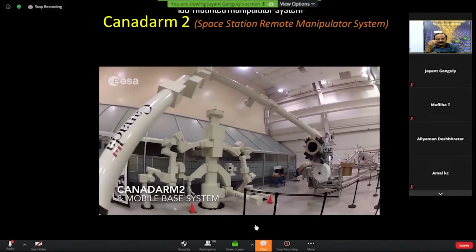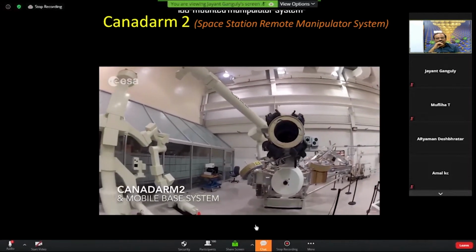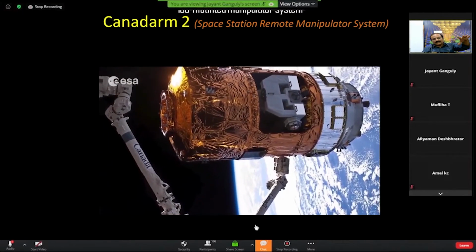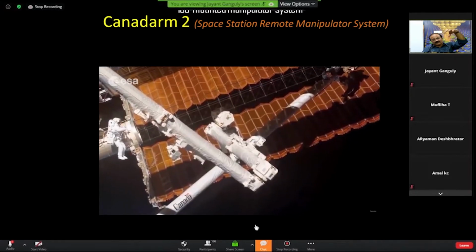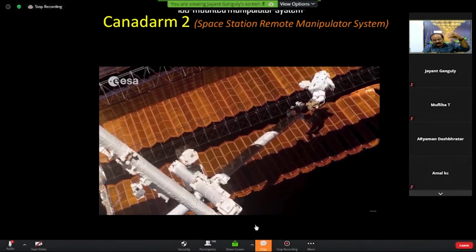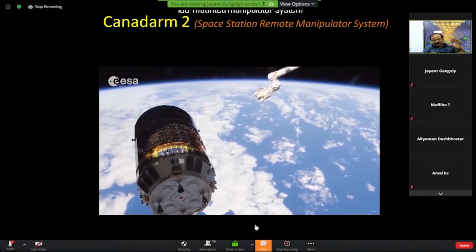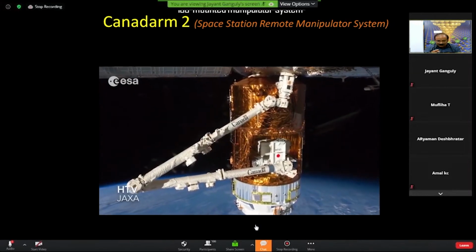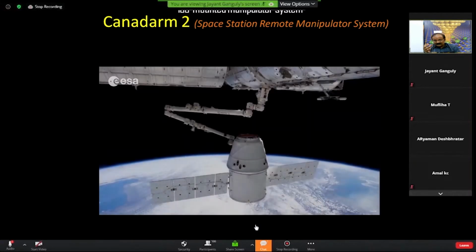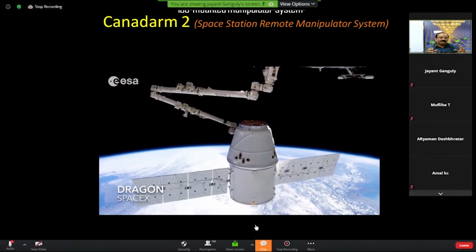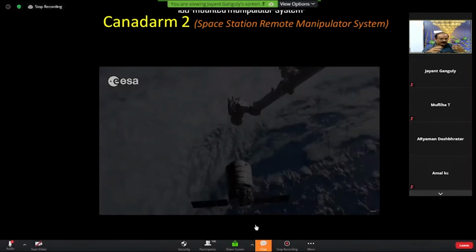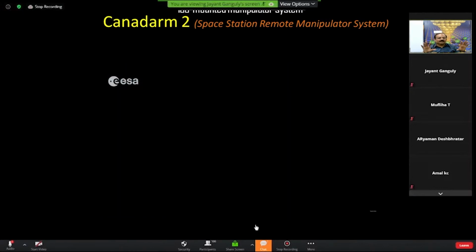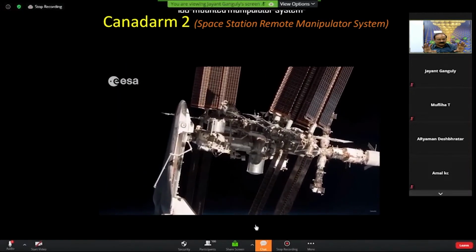Canadarm is the space station's remote manipulator system. It was mounted on the International Space Station, and you can see how this Canadarm was used to dock different types of spacecraft which were moving toward the space station, or to send cargo to that space station. You can see how these arms are attached to the mother space station, and how the other spacecraft which has come for docking or transportation are used in unison, so that the particular mission is successfully taken up.